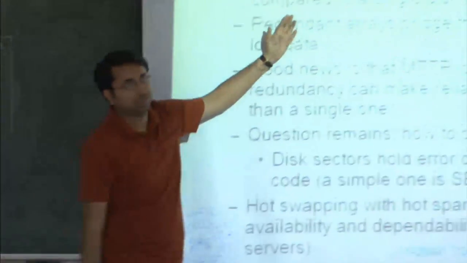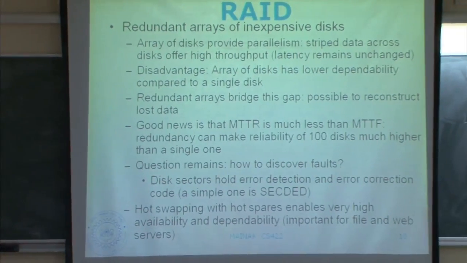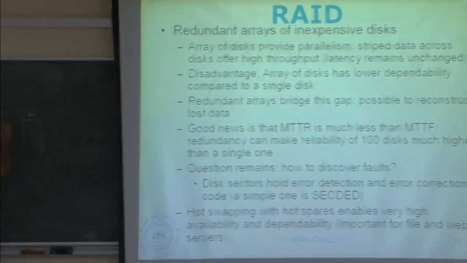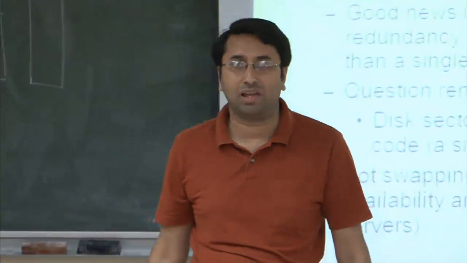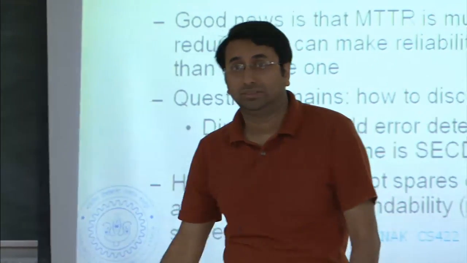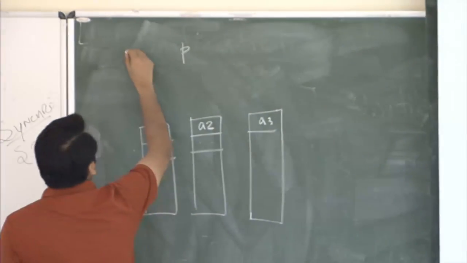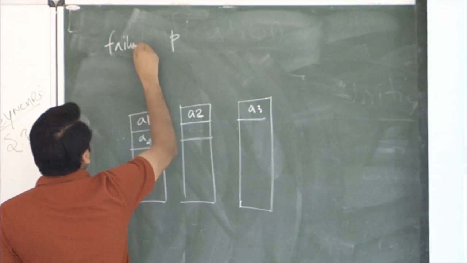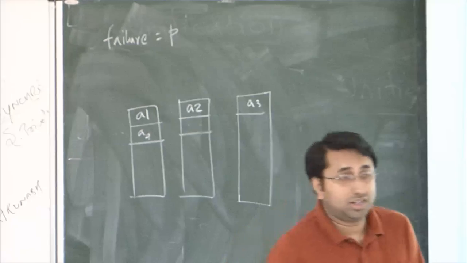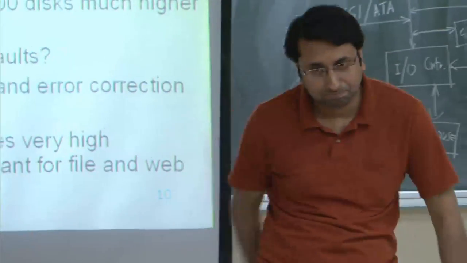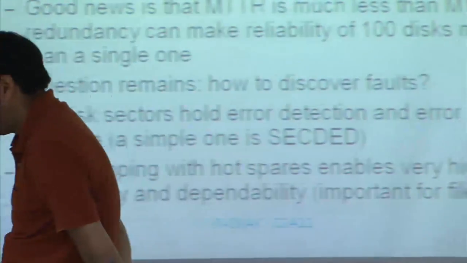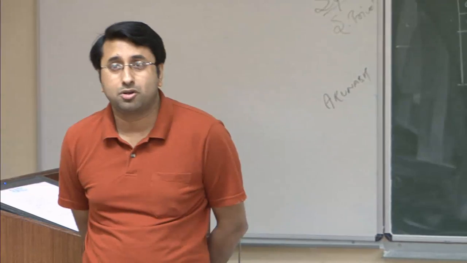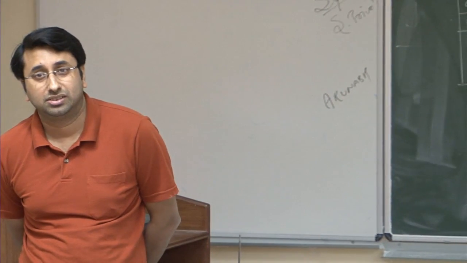So that's what is mentioned here. The probability of failure of one disk is P. If I give you an array of n disks, what is the probability that at least one disk will fail? This is the probability of failure of a single disk. What is the probability that nothing fails?